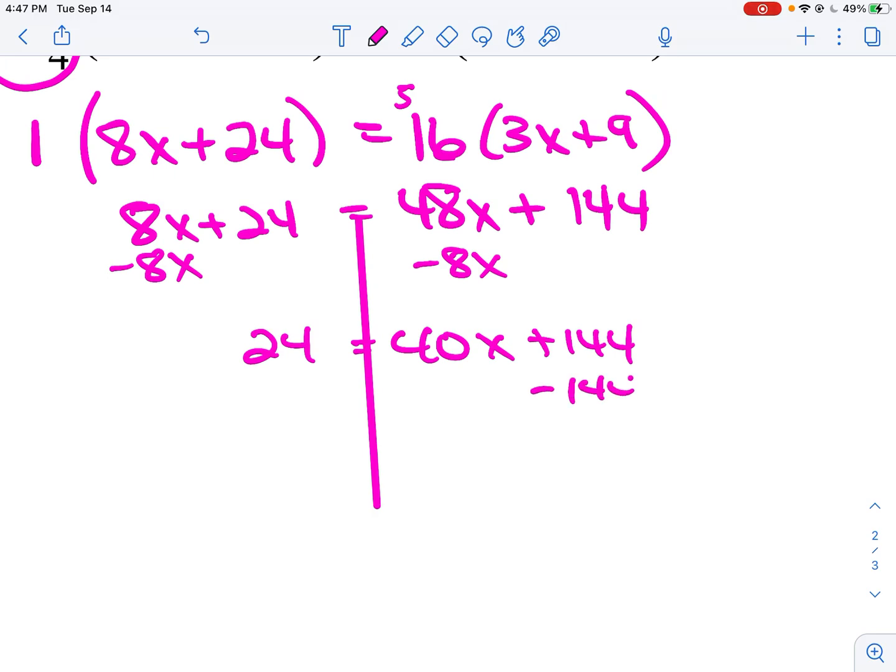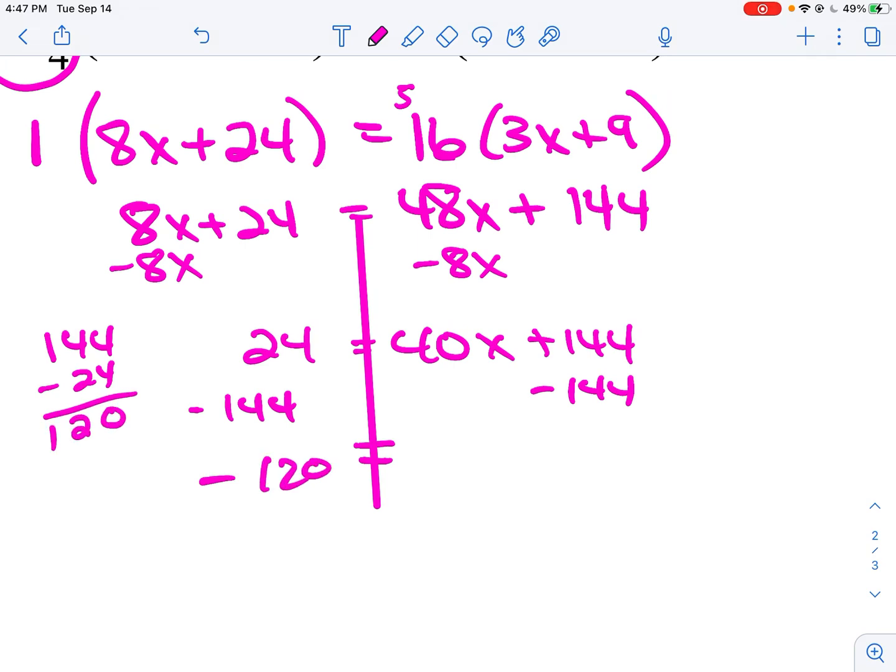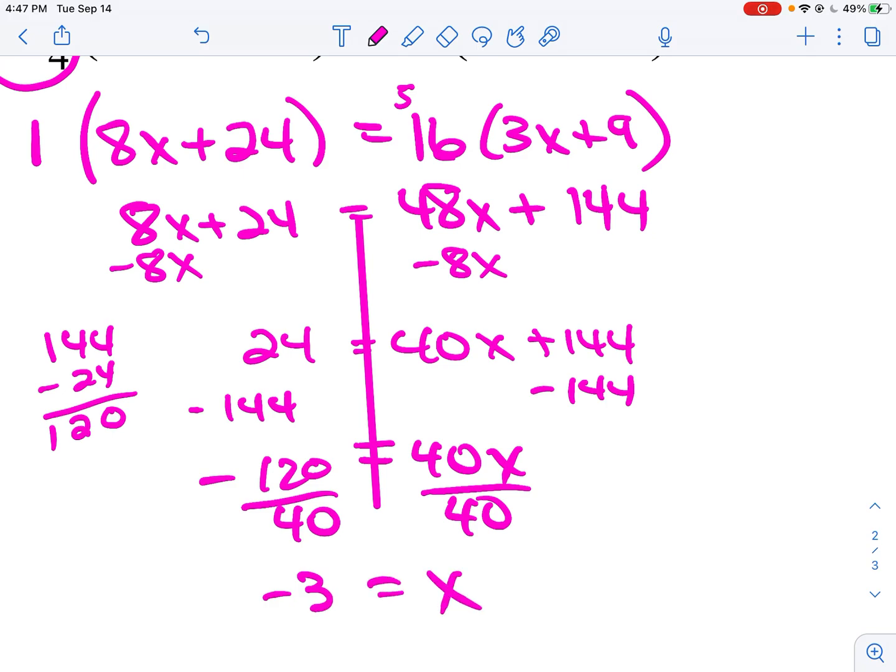Then I subtract 144 from both sides. There are more negatives than there are positives, so my answer is going to be negative. 144 minus 24 is 120, so negative 120 equals 40x. I divide by 40, and I get negative 3 is equal to x.